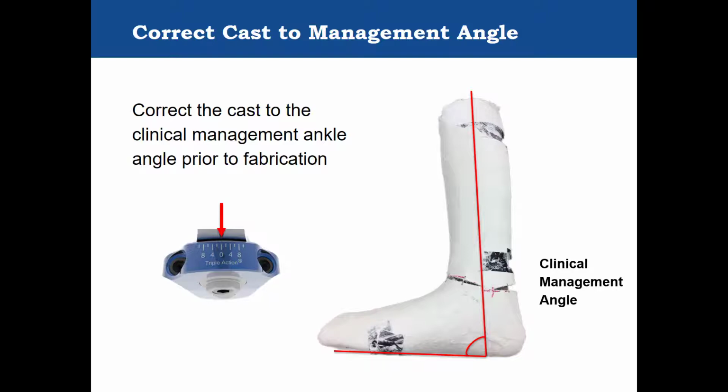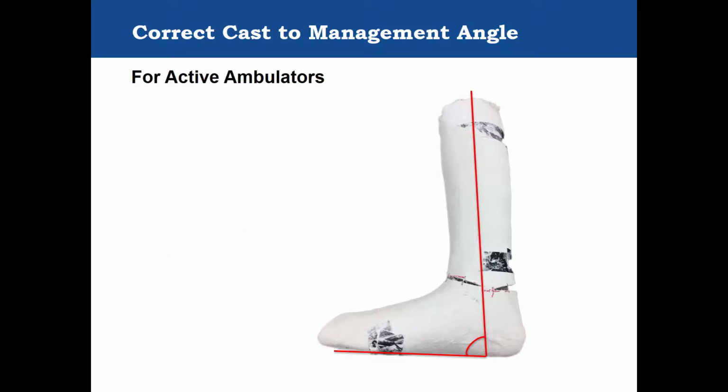This will determine the AFO footplate position when the triple-action alignment setting is set to 0 degrees. For active ambulators, the starting point for the clinical management angle should be set to 5 degrees of dorsiflexion. The patient's ankle should possess range of motion above and below this position.